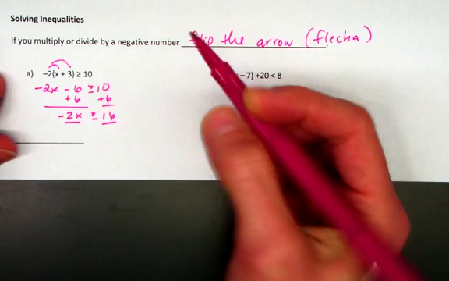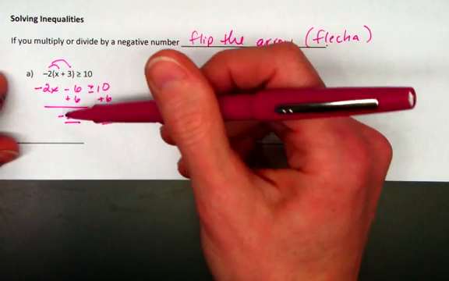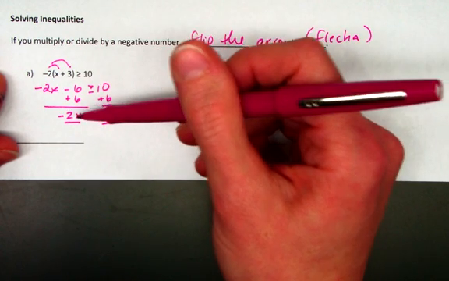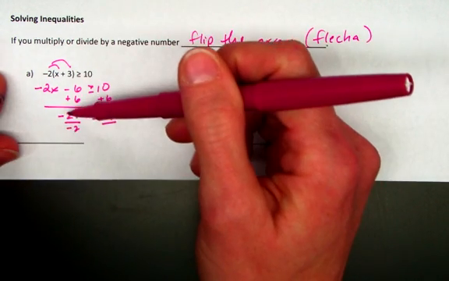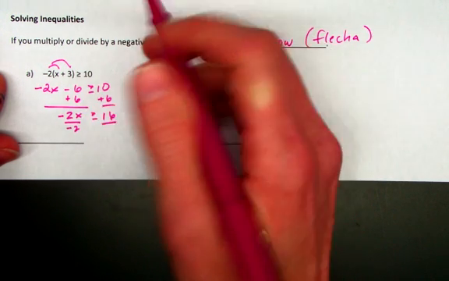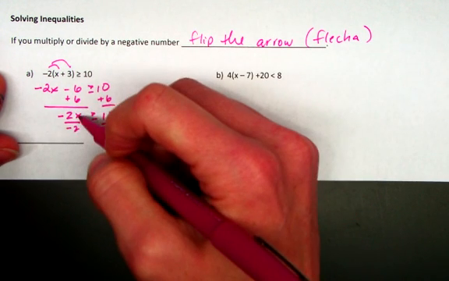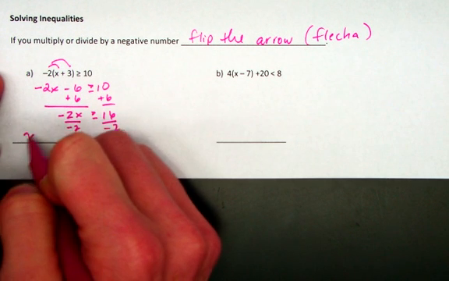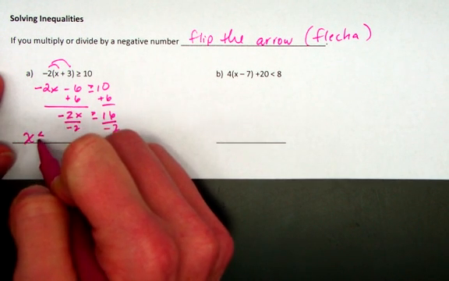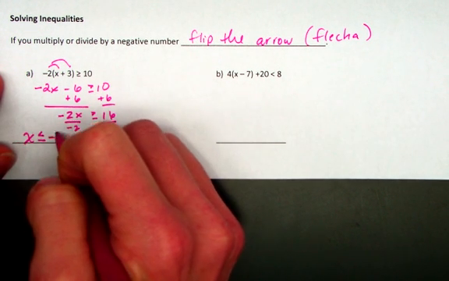And notice when we divide, we have a positive 16, we have a negative 2, but we're trying to isolate the x. So when we divide, we're particularly paying attention to the number with x, and the number with x is negative 2. So since we're dividing by negative 2, this is when we would flip the flecha. So we have x is less than or equal to negative 8.